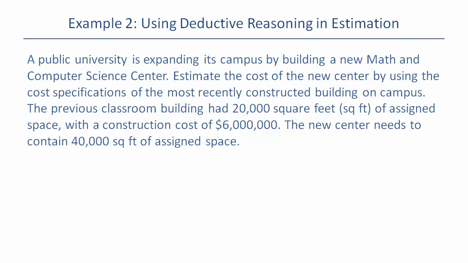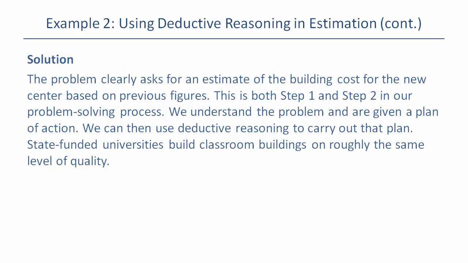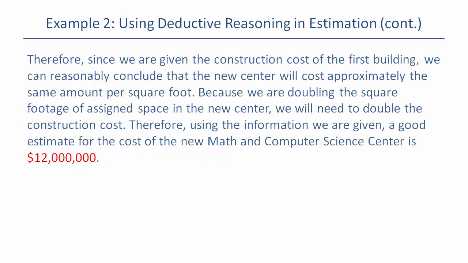So right off the bat, what would be the easiest estimate for how much it's going to cost? And I hope you're all thinking, well, twice the space should be twice the cost, and it should just be 12 million. Now, is that a logical conclusion to make? Well, only if we think building costs are linear, meaning if you build a building twice as big, it's going to cost twice as much. It's really not that simple, right?